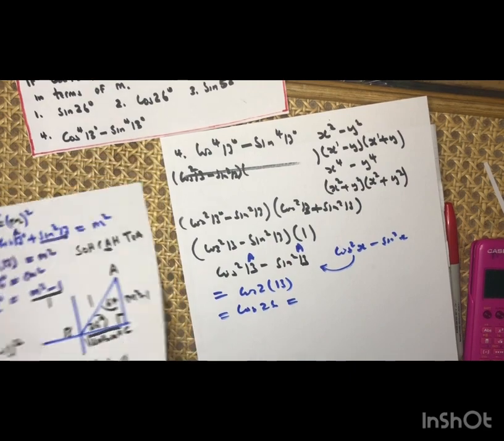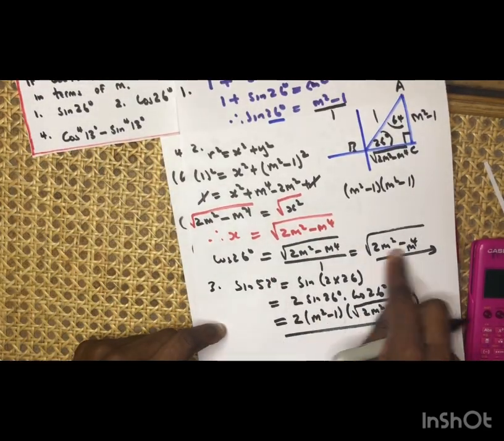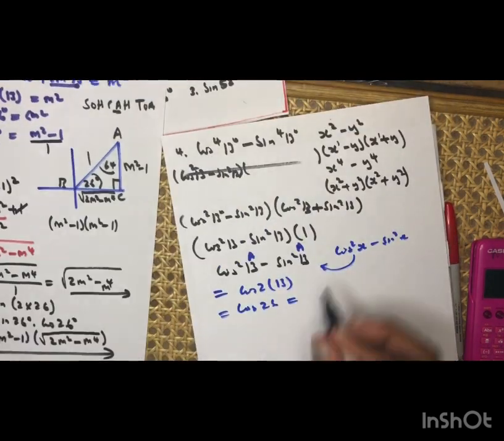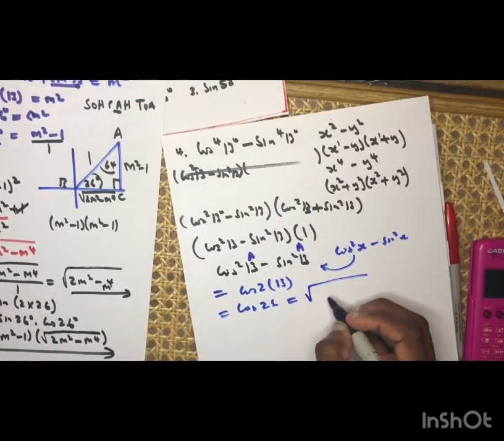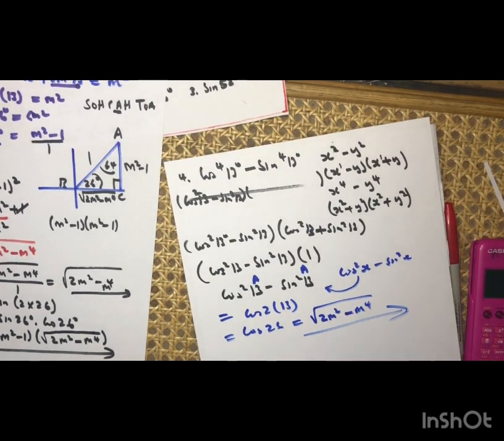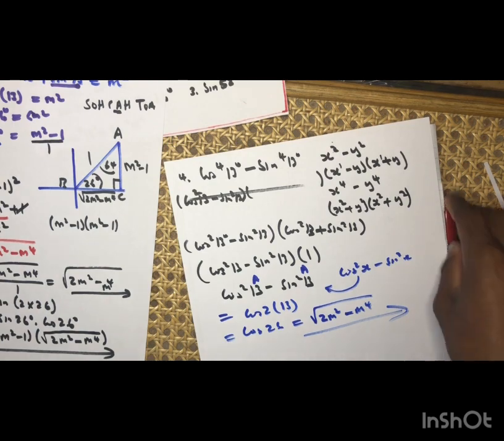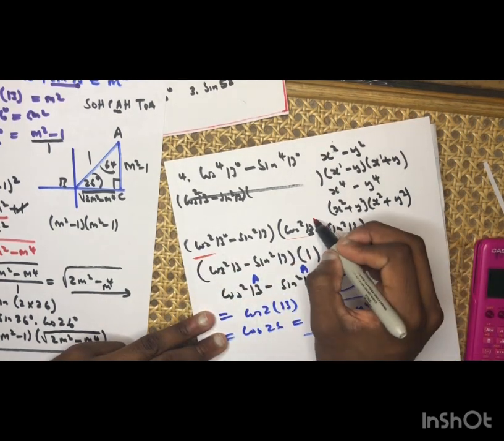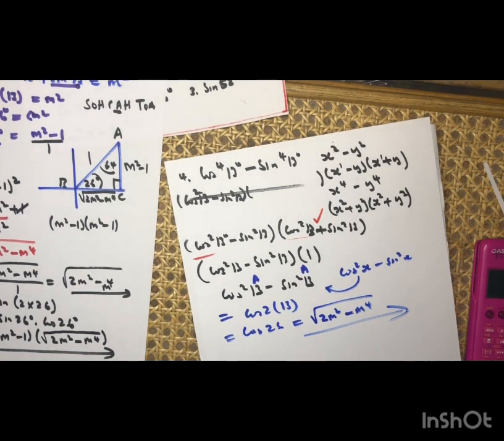Remember, we already calculated cos 26 to be this one. So your answer is going to be the same with this one. Square root of 2m squared minus m to the power 4. So all they want, I guess what they wanted to see here is your factorization and your identity.